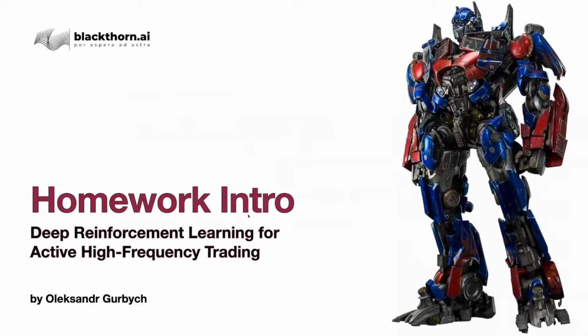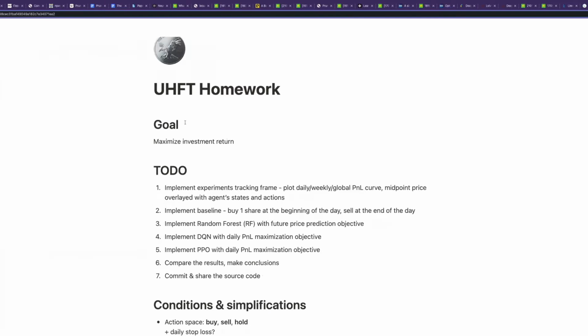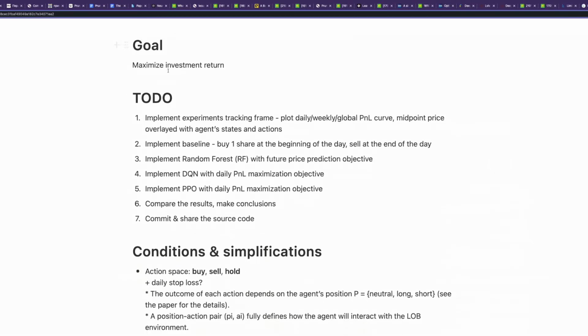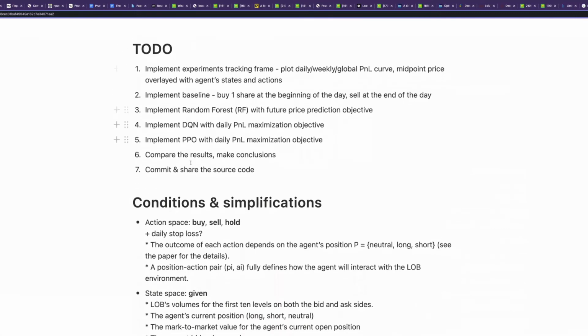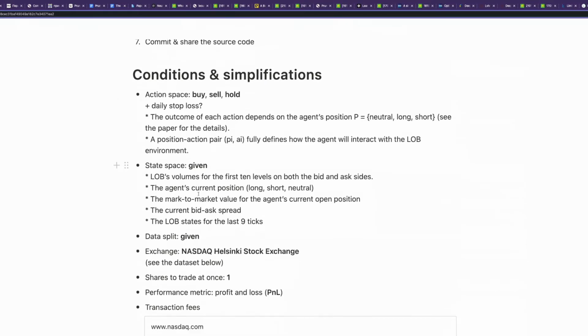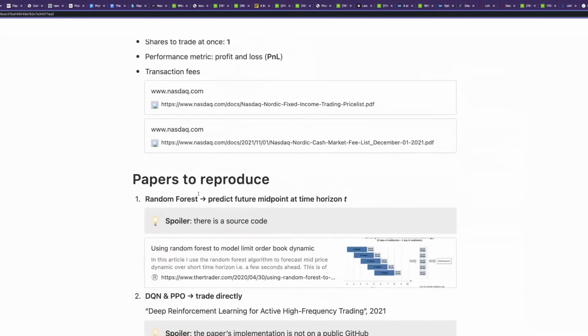Homework introduction and description. First, the link to your homework is here. If you click the link, you will land at this page. All the homework is described. Here is your goal. Here are the to-dos, conditions and the simplifications for the task so that you won't forget them.